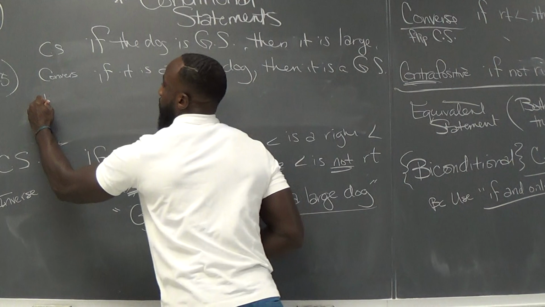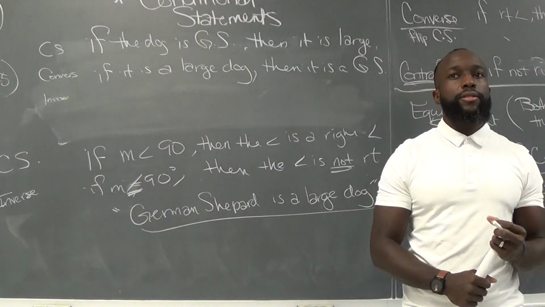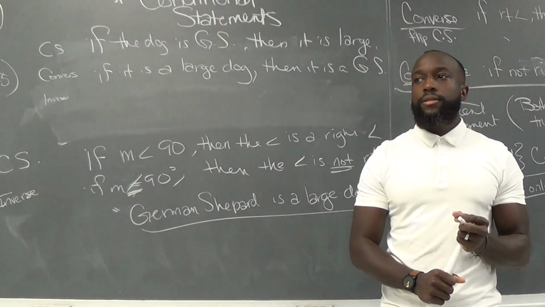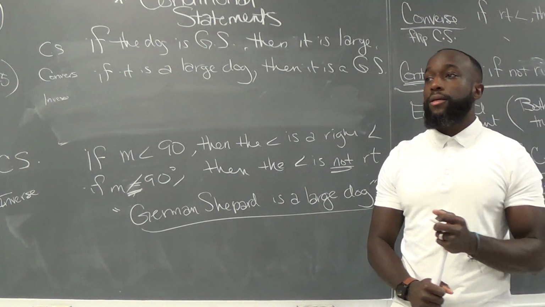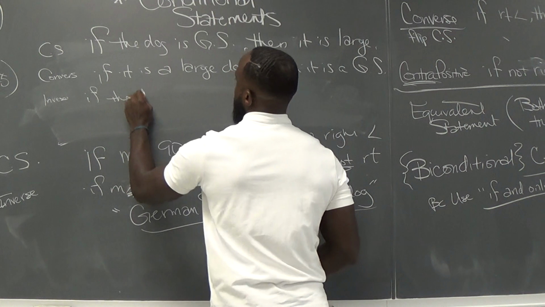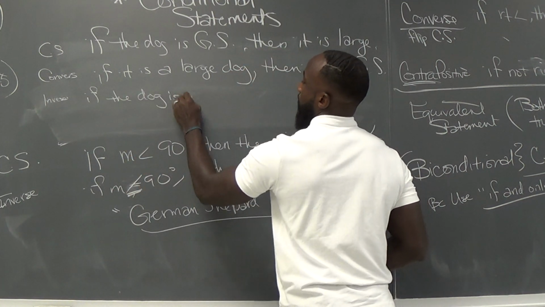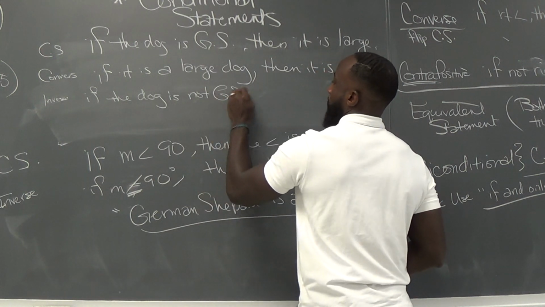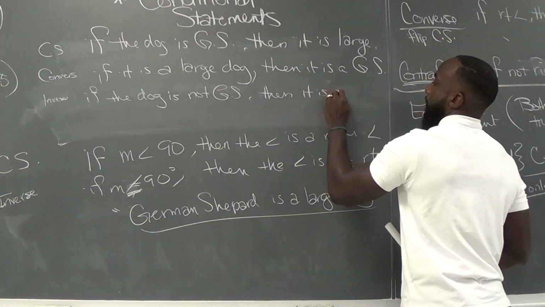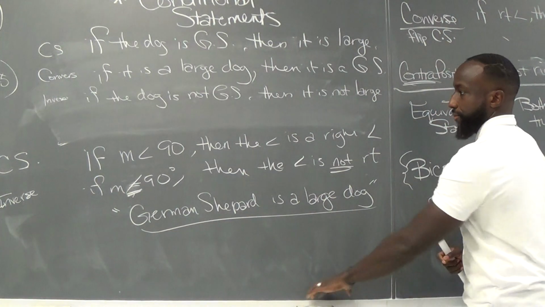Give me an inverse. Who wants to give me an inverse? No, I need somebody else. All right, Lucas. If a dog isn't a German Shepherd, it is small. You can't say small. It is not large. If a dog is not a German Shepherd, then it is not large. Is that true? No.